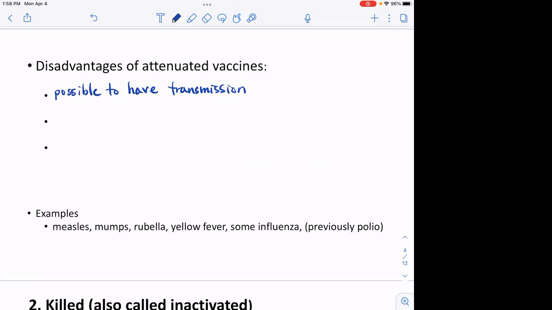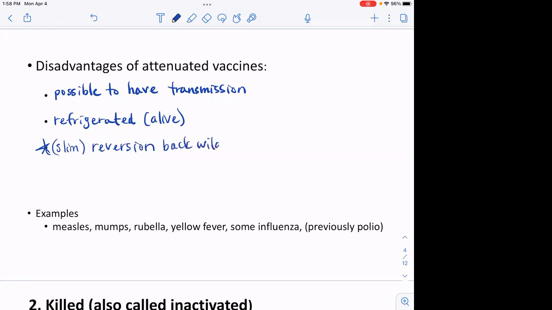It's a little bit more expensive to transport these kinds of vaccines because they have to be refrigerated. Again, because there are live agents, so you have to keep them refrigerated. So that's going to increase your costs. And really, the biggest disadvantage is the very slim possibility of reversion back to a wild type, most infectious form.